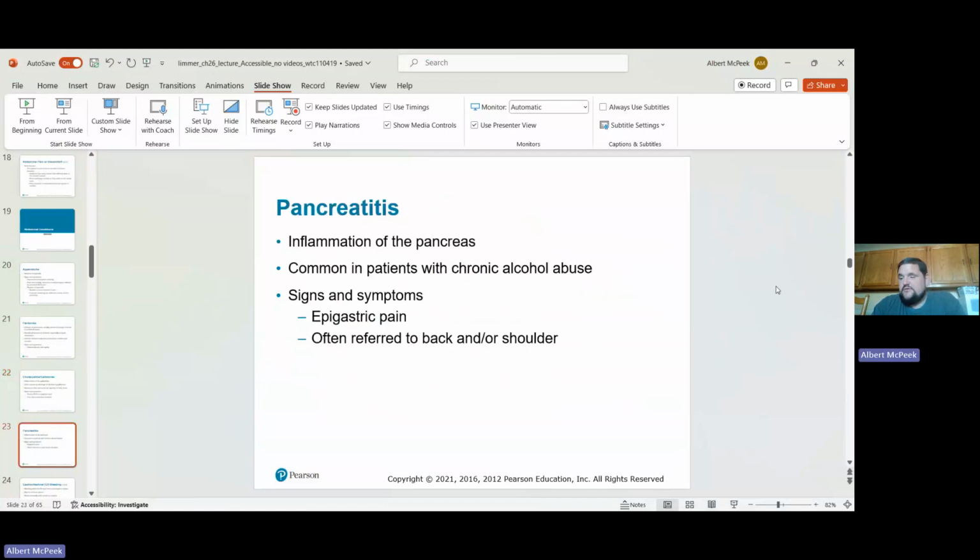Pancreatitis, it's another abdominal problem. It's caused by an inflammation of the pancreas. It's common in patients with chronic alcohol abuse, and the signs and symptoms are epigastric pain. It's often referred to the back or shoulder.